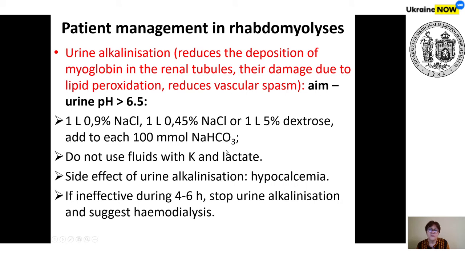The next strategy in rhabdomyolysis is urine alkalinization. It reduces the deposition of myoglobin in the renal tubules, which are damaged due to lipid peroxidation, and reduces vascular spasm. The aim of urine alkalinization is a urine pH of more than 6.5.